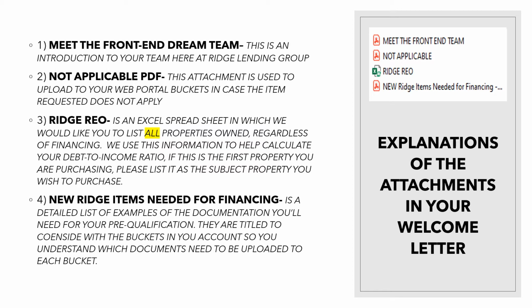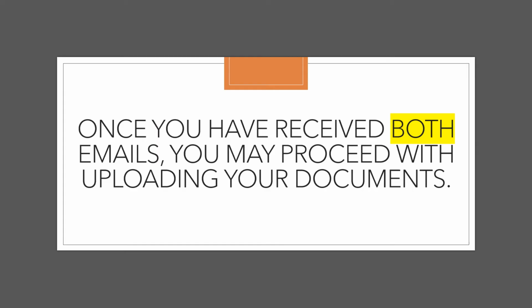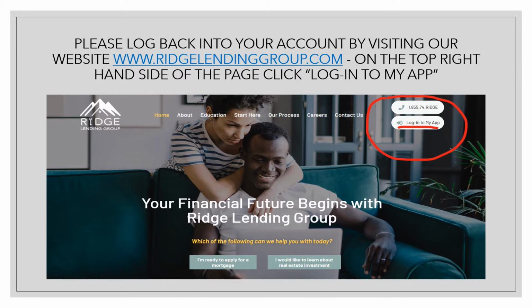The fourth attachment is the new Ridge items needed for financing. This is a detailed list of examples of the documentation you'll need for your pre-qualification. They are titled to coincide with the buckets in your account so you understand which documents need to be uploaded to each bucket. Once you have received both emails, you may proceed with uploading your documents.